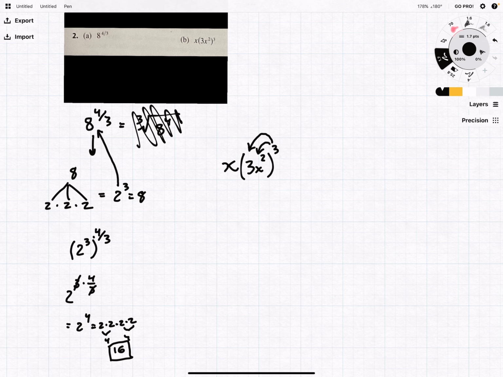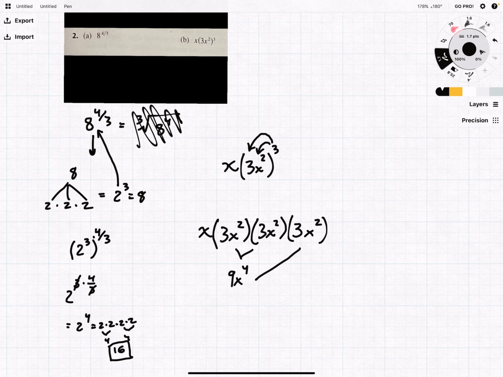So oftentimes what I like to do, if it's a little bit confusing, is I'll even rewrite it. And so I'll say x times 3x squared times 3x squared times 3x squared. This is optional, but if you're newer to working with exponents, then this can help a lot. So we take 3x squared and 3x squared, that gives us 9x to the 4th, times another 3x squared will give us 27x to the 6th.